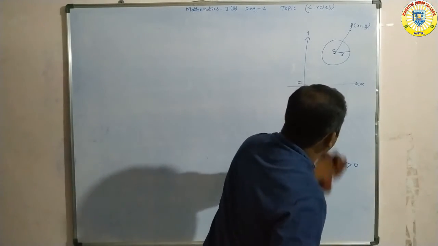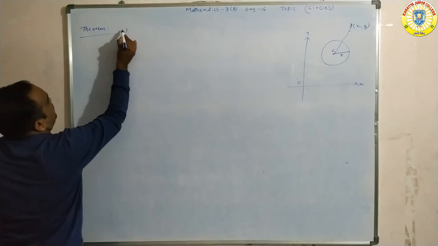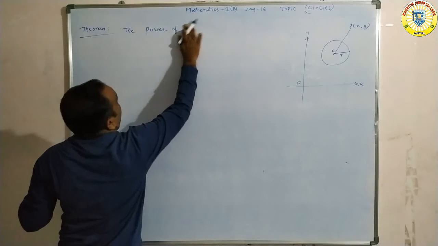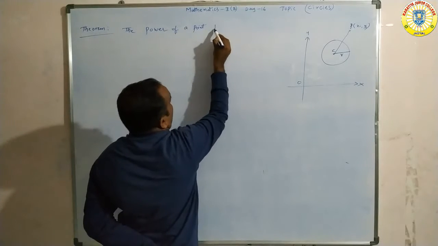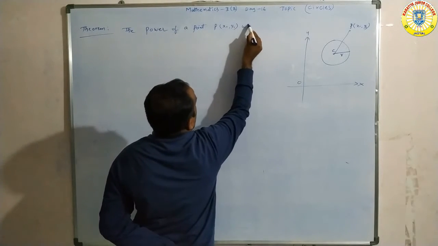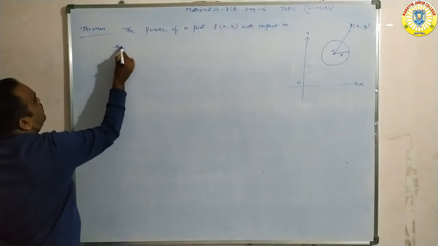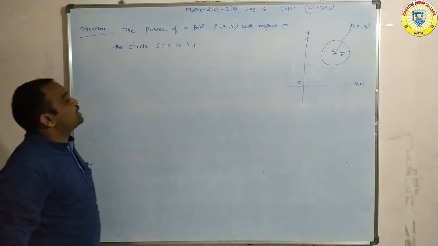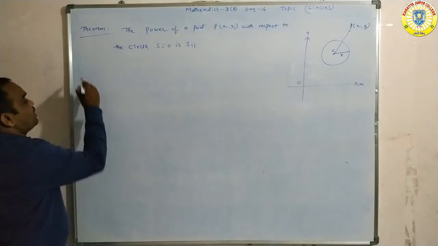The theorem, write it down: the power of a point P of x1 comma y1 with respect to the circle S is equal to 0 is S11. See the proof here.